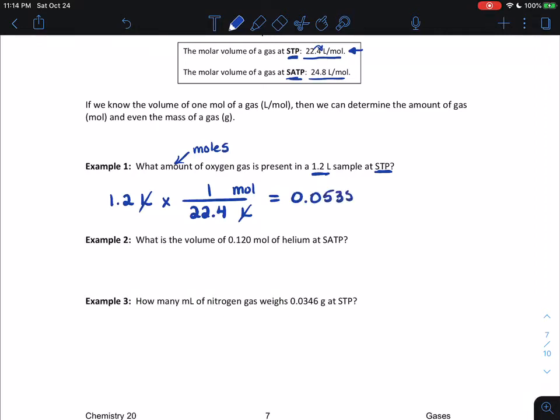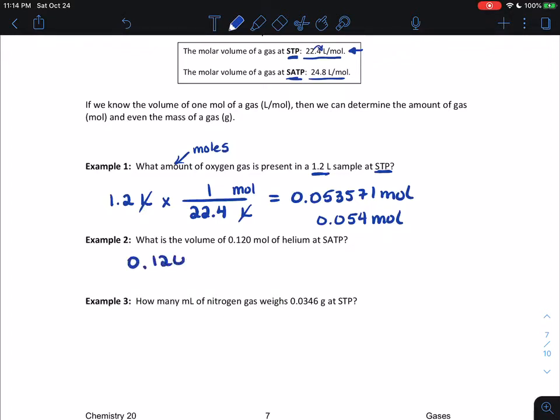And this is 0.053571 moles. Rounded to the correct number of significant digits, 0.054 moles. So what did we just discover? We have a sample, it says oxygen gas, but it could be any sample. It's at STP and I've got 1.2 liters of it. So that means that that sample has 0.054 moles.